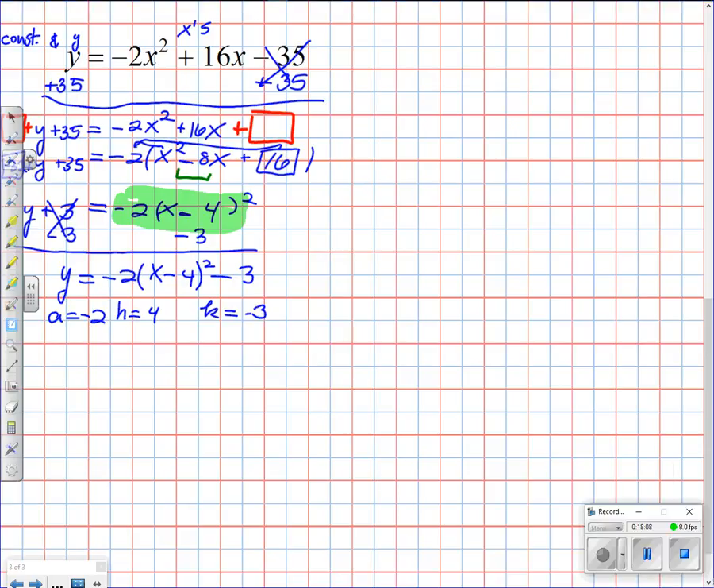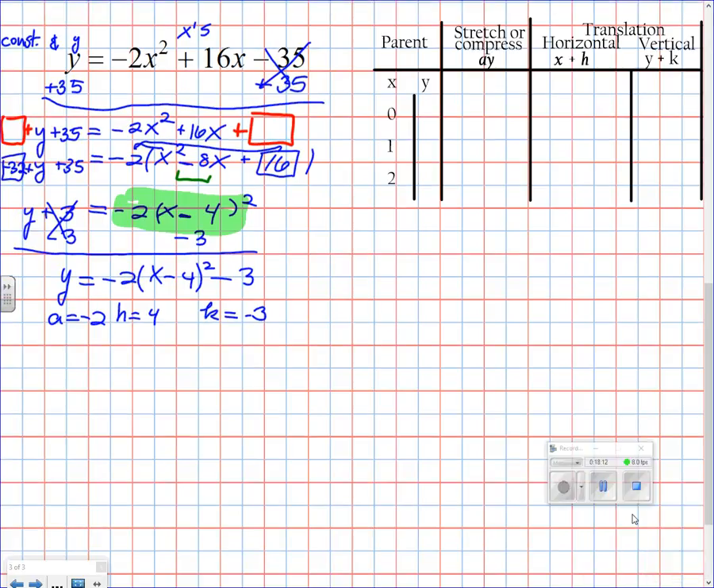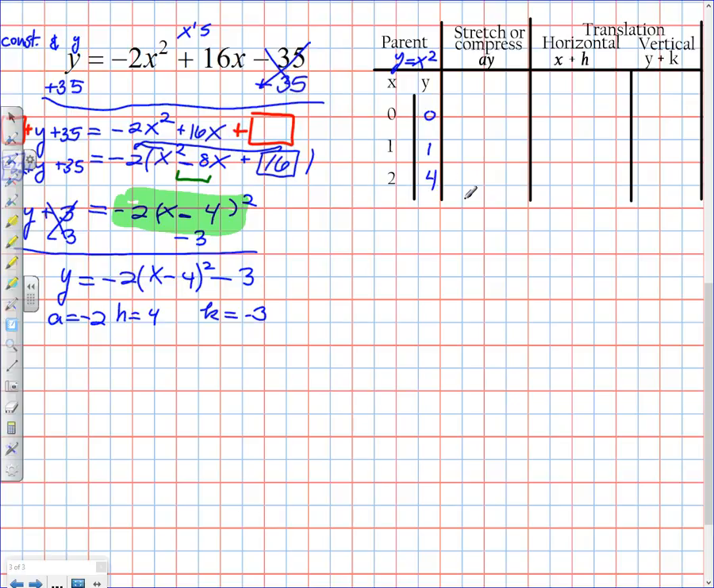Okay, so the transformation is the following. So this is my table transformation, and when you use the parent table transformation, the parent is always, for quadratics, y is equal to x squared. By now you should memorize these numbers. They never change. From this point on, everything changes. Stretching or compression is a multiplied by y. In this case, a is negative 2. Negative 2 multiplied by y. That is the transformation.